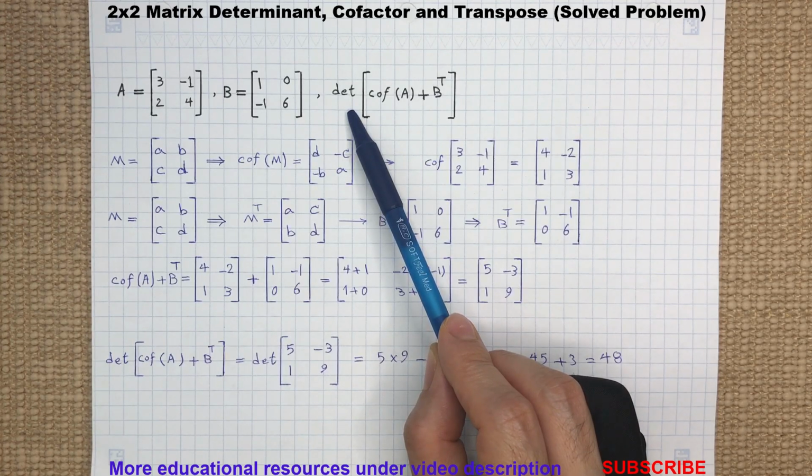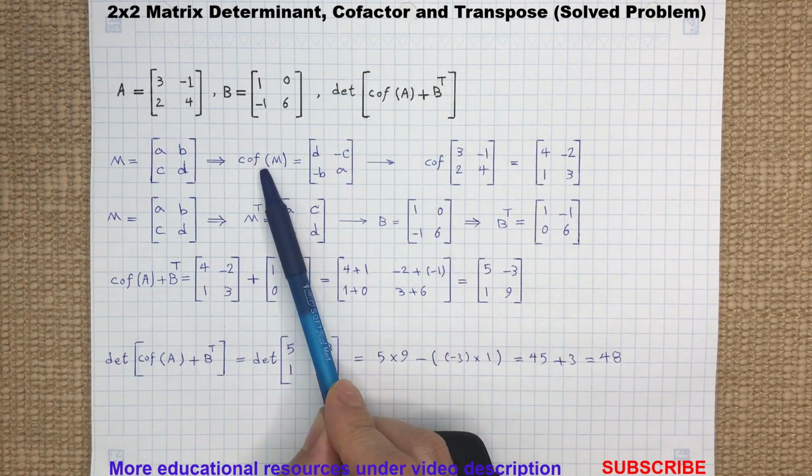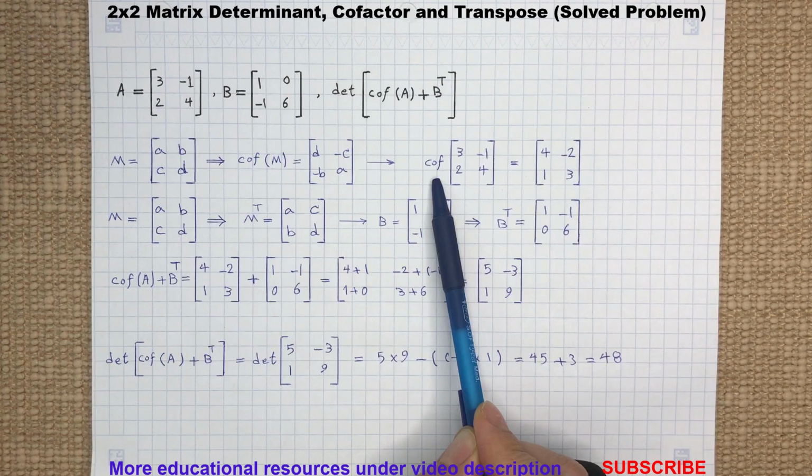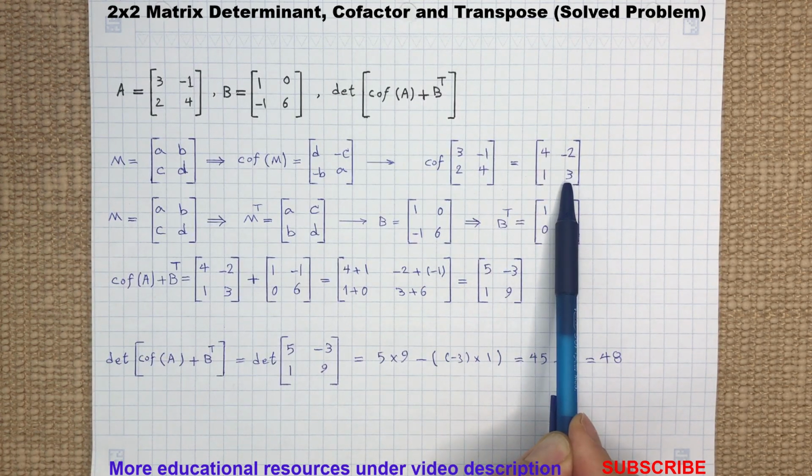In this example, we are going to find the determinant of this matrix, which includes the cofactor of matrix A plus the transpose of matrix B. The cofactor of a 2 by 2 matrix is where we switch the main diagonal elements without changing their signs, and then switch the opposite diagonal elements and change their signs. So the cofactor of matrix A will be switching entries 3 and 4, and then switching -1 and 2 and changing their sign.